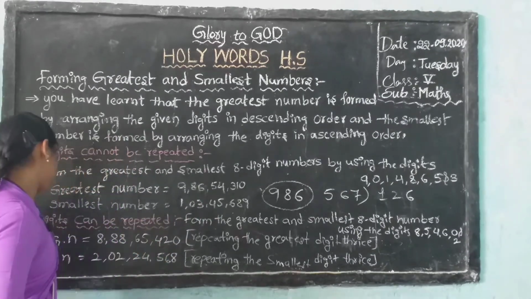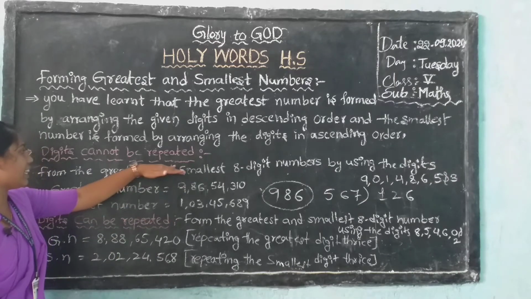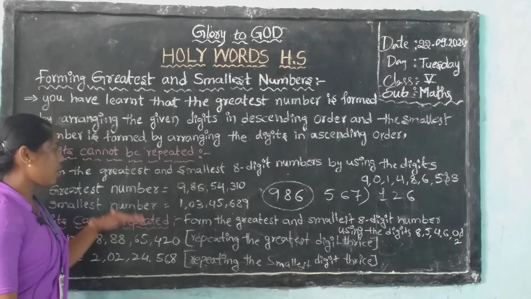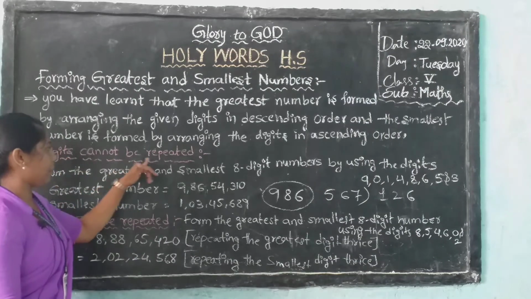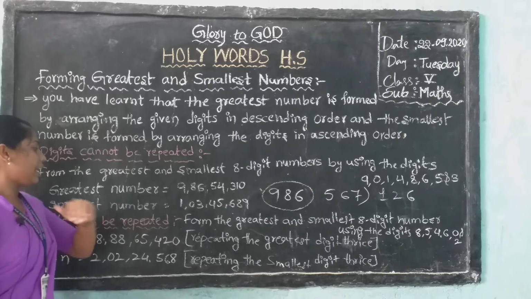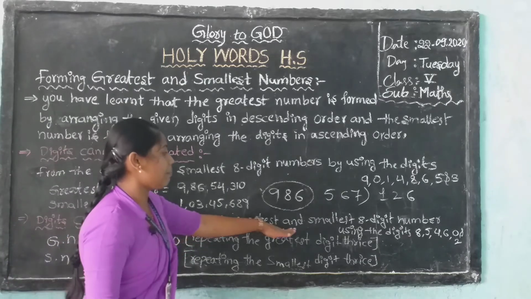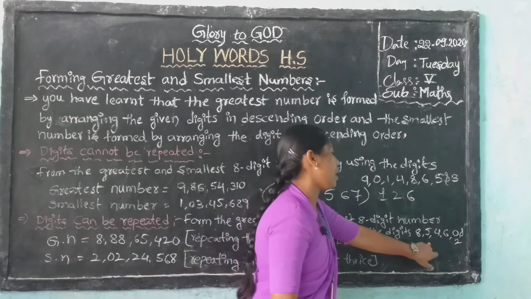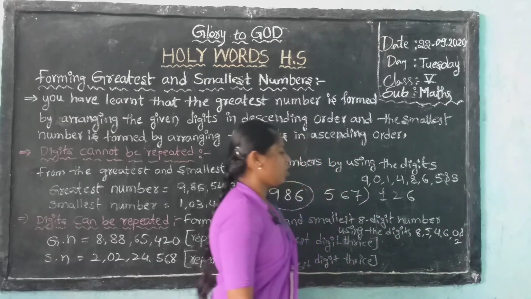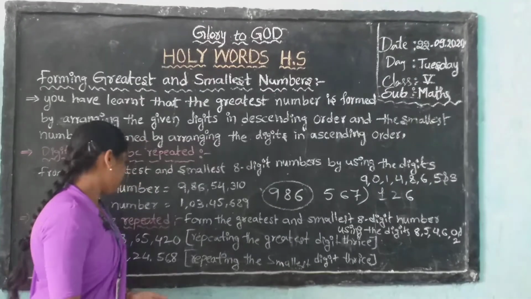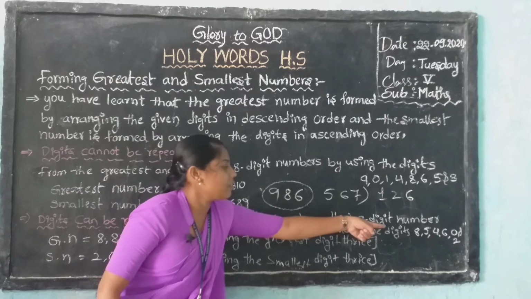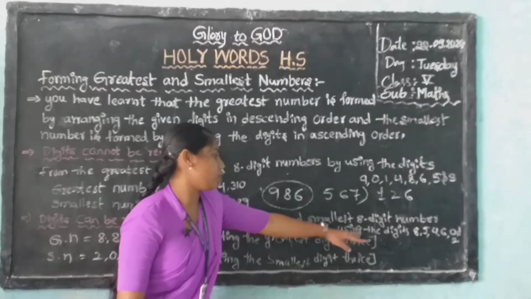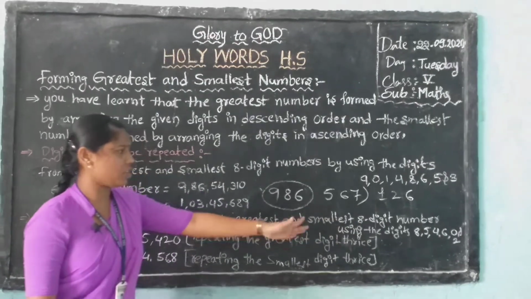Next, digits can be repeated. Here digits cannot be repeated and here digits can be repeated. That is the difference. Form the greatest and smallest 8-digit numbers using the digits 8, 5, 4, 6, 0 and 2. Any kind of numbers we can use.